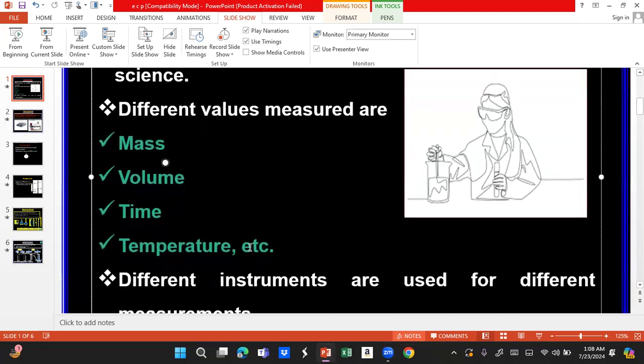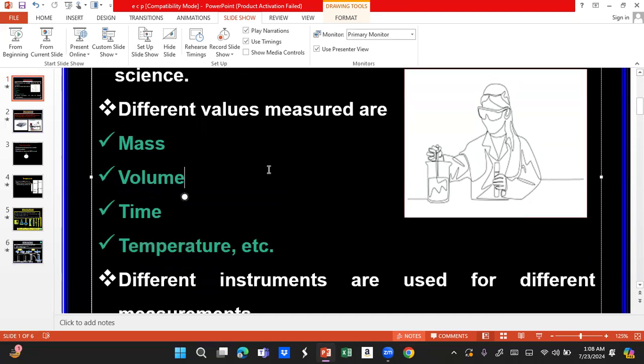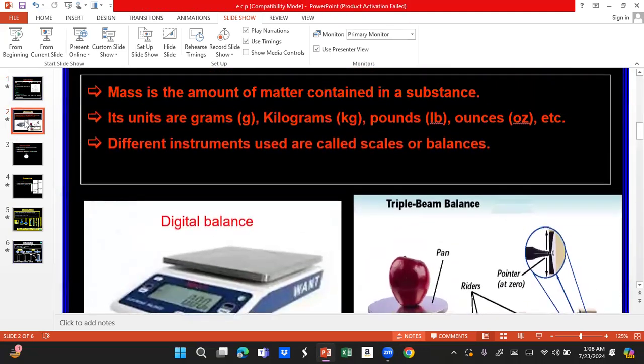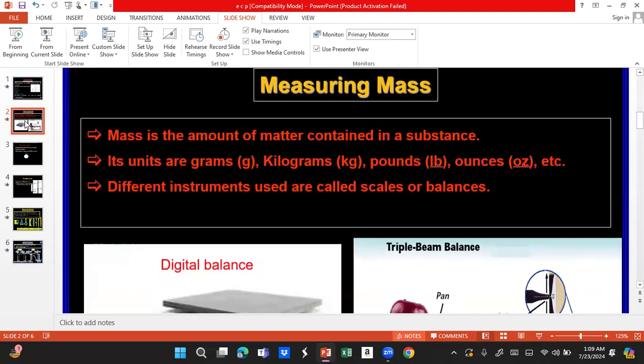So let's start with mass first. You know what is a mass? I think most of you know what is a mass. Mass is the quantity of matter contained in an object. Matter is anything which has mass and occupies space. Hope you know the units in which mass is measured. You might have studied before, definitely. Mass is measured in grams, kilograms, sometimes in pounds, sometimes in ounces.